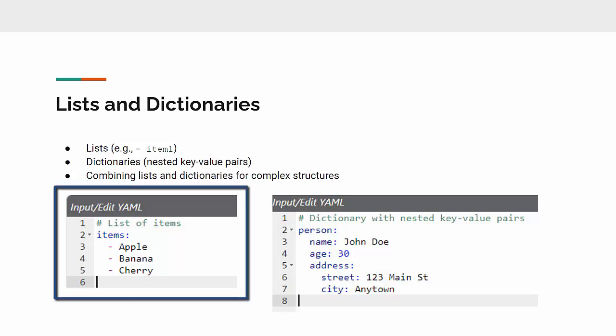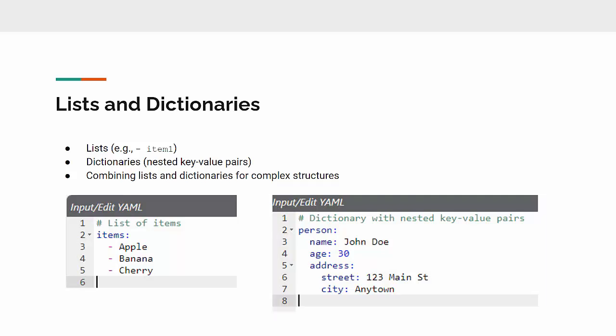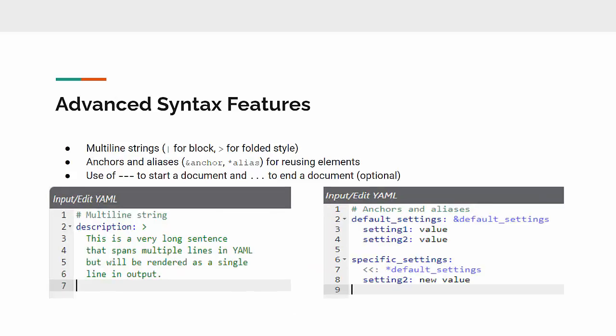Here we see how to define a list of items and a nested dictionary for a person's details. YAML's use of dashes for lists and colon-separated key-value pairs for dictionaries enables us to model complex relationships in a clean, intuitive format. Building on our understanding of lists and dictionaries, let's move to some of YAML's advanced features. These are the tools that will allow us to write more efficient and reusable code in our Ansible playbooks.